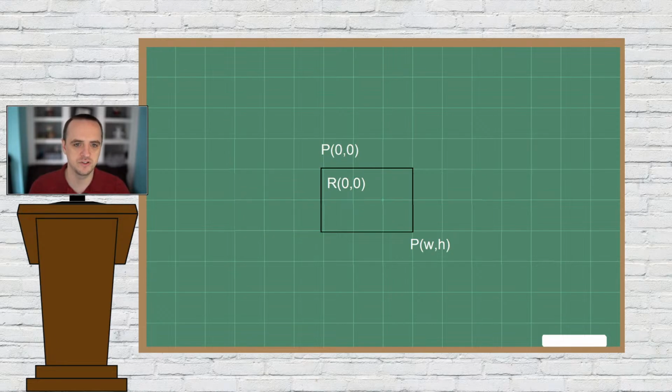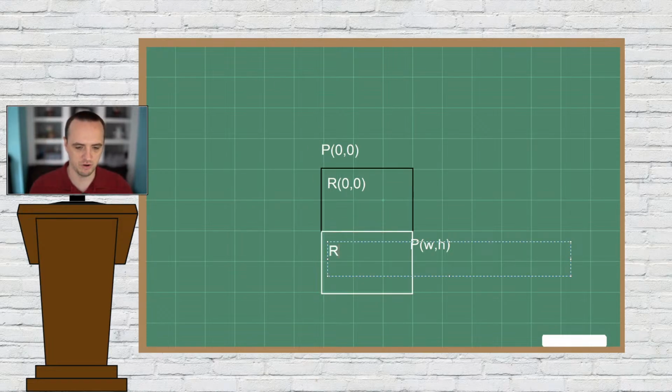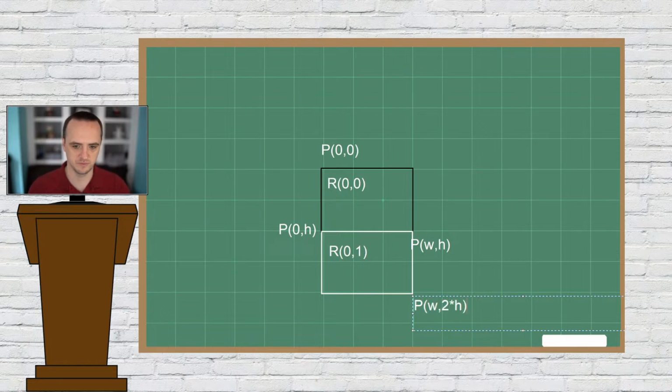So if we go down, then we have this room. Now, this is going to be room 0 in the X direction and 1 in the Y direction. So the top left corner of this is going to be 0 in the X and height in the Y, right? So 1 times height. And down here, this is going to be width in the X direction and 2 times height in the Y direction.